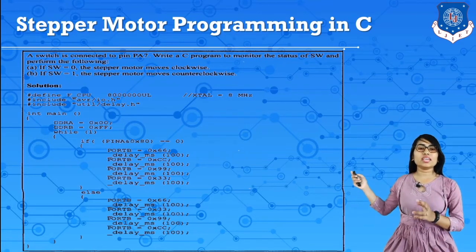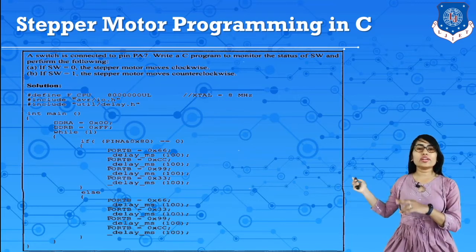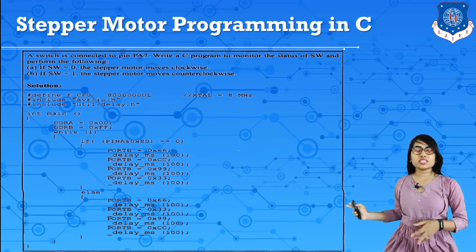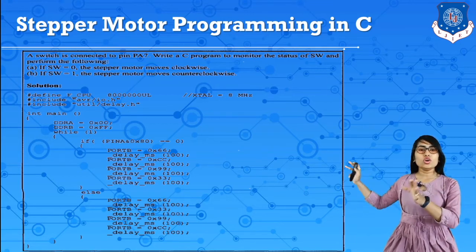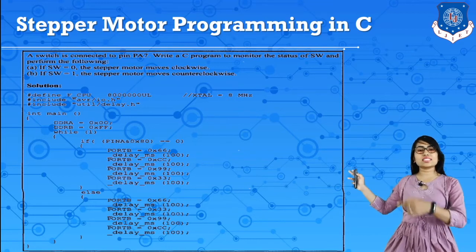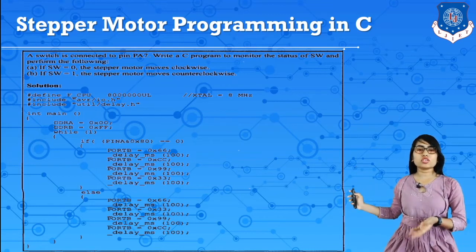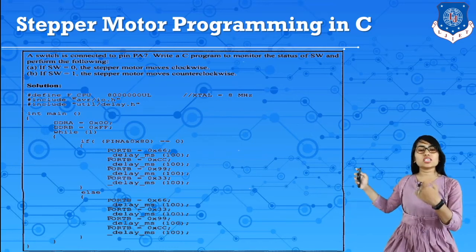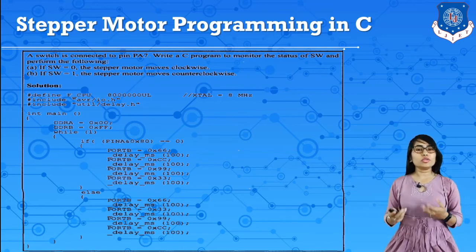Then if PINA & 0x01 is equal to 0, then PORTB is equal to 66, CC, 99 and 33. These are the four values for a clockwise direction, and 66, 33, 99 and CC are for the left direction. So if pin A is equal to 0, then it goes in the clockwise direction: 66, CC, 99, 33. Otherwise, if PA0 is equal to 1, it is counterclockwise, and for counterclockwise the phase values are 66, 33, 99 and CC. So this is how a stepper motor can be programmed using C.